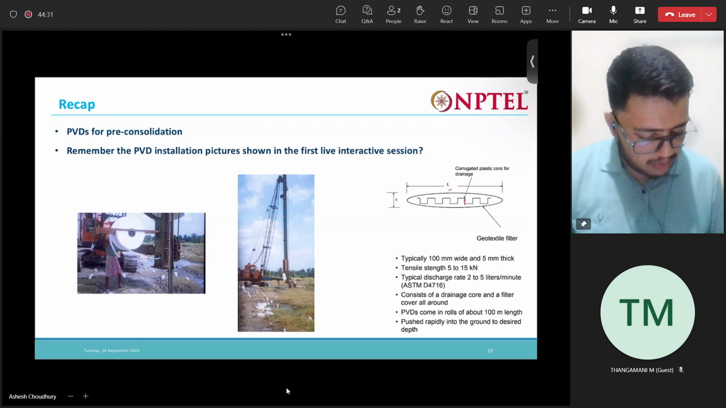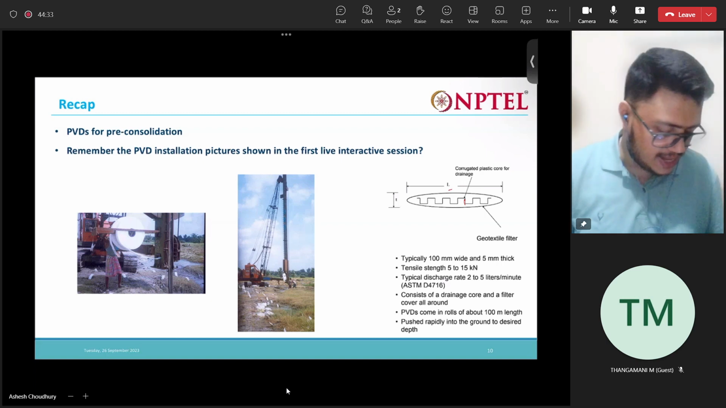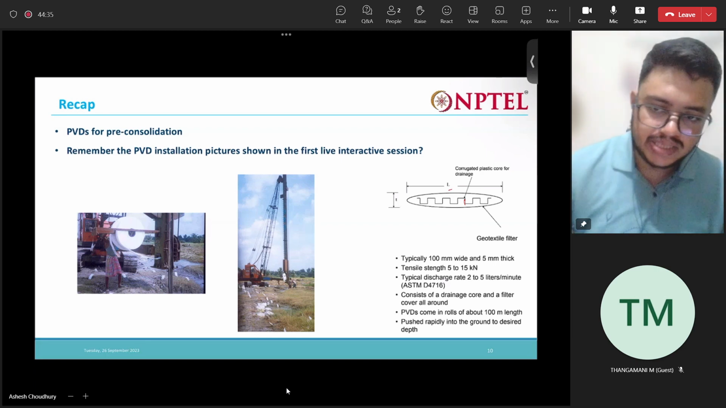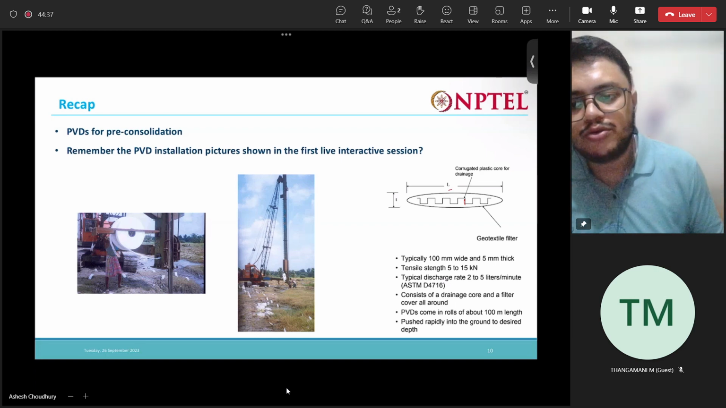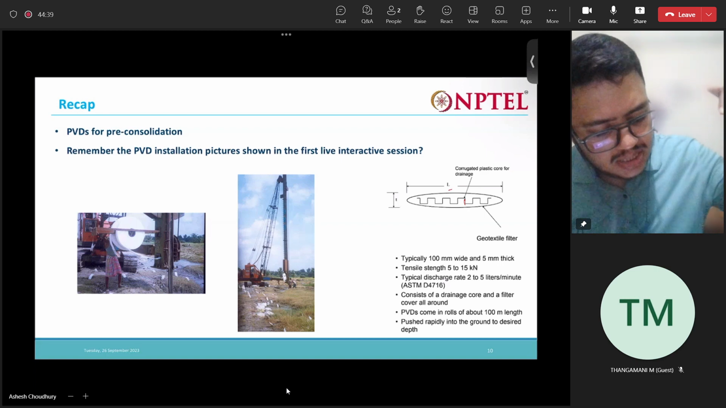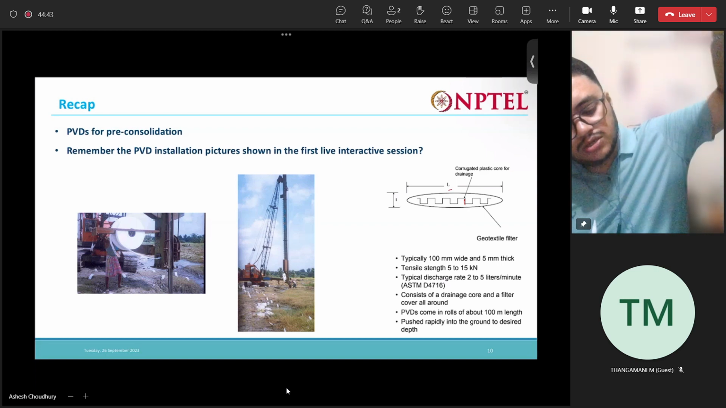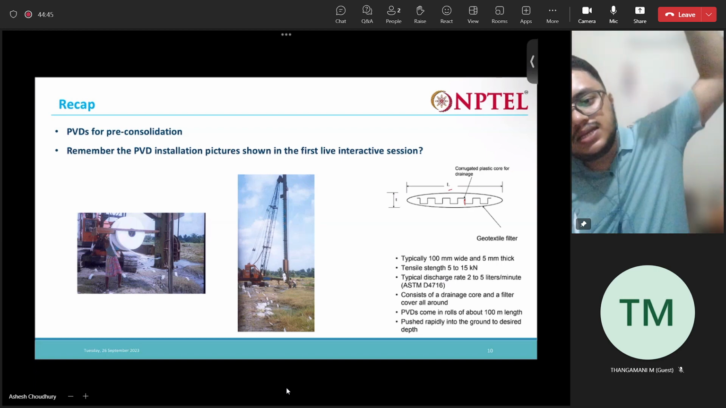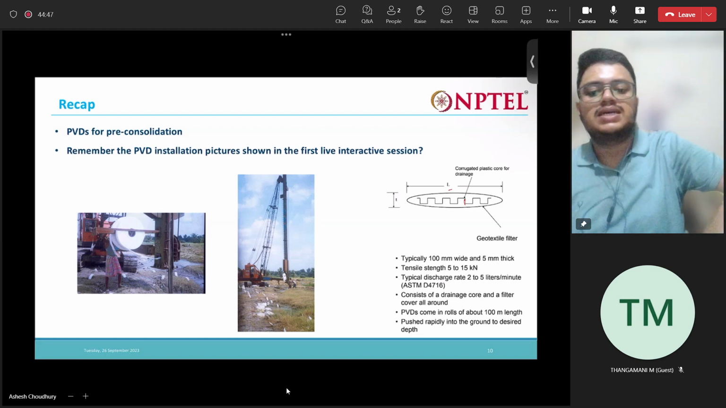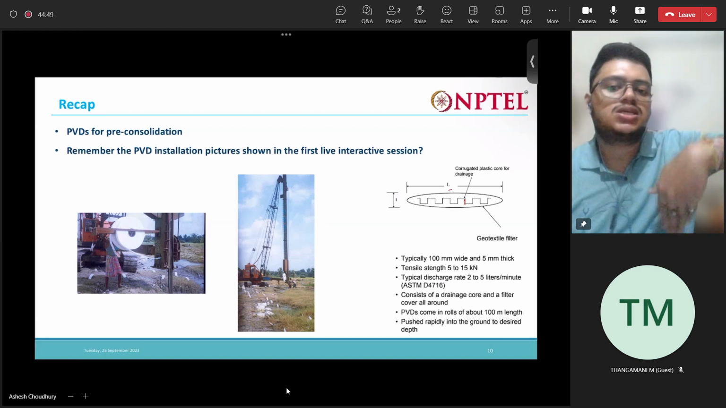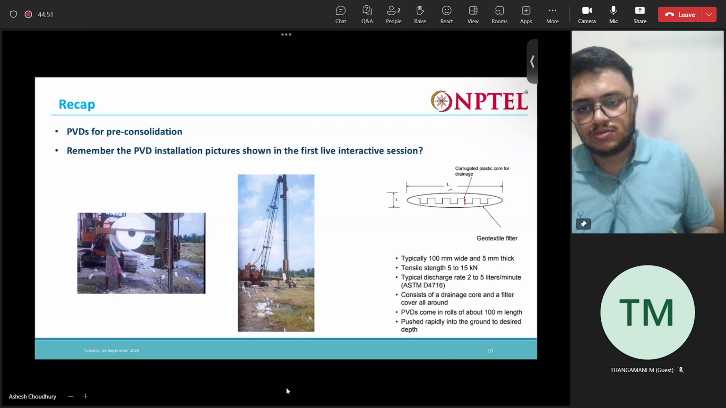PVDs come in a roll of about 100-meter length, and they are pushed rapidly with the help of this machine, with the PVD roll attached to it. The installation is extremely easy. Just mark the positions, place the machine over there, and you can easily push the PVDs inside the soil. The installation is very fast and easy.